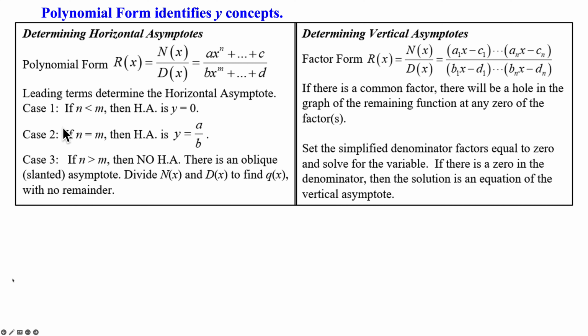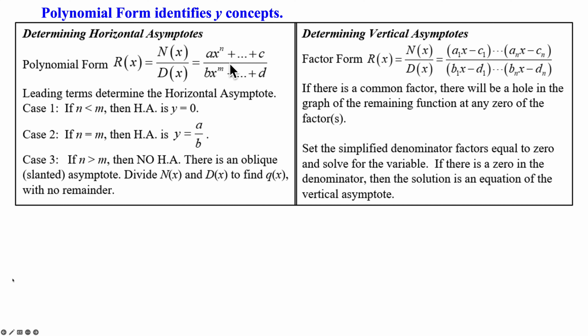Case 2, all right, n top power equal to bottom power. Then your horizontal asymptote is the ratio, that fraction of the leading coefficients. That's where we're going to be approaching as x goes to positive and negative infinity.